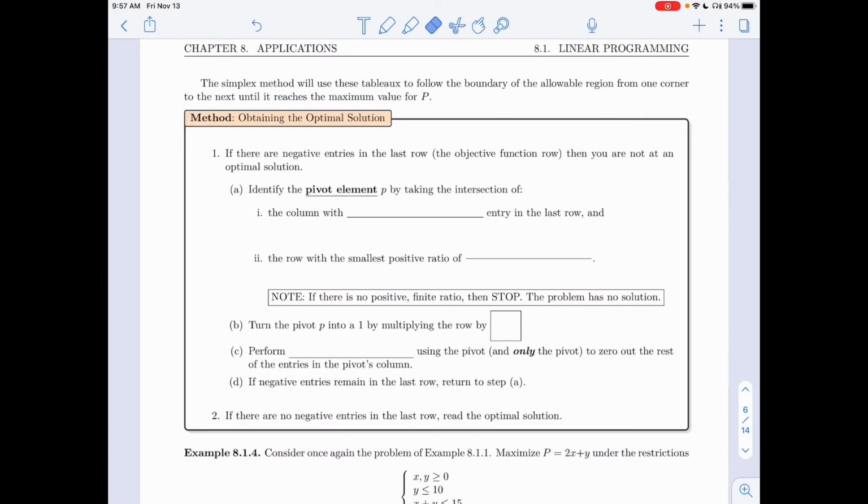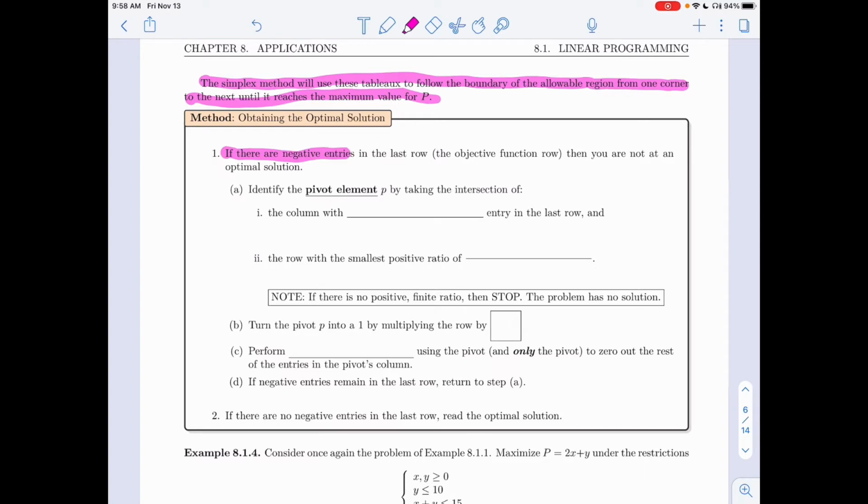All right, so far we know how to get started to set up the initial Tableau. And if I give you a Tableau, you would know how to transform it into a point for your region. In this video, I want to teach you how to go from one Tableau to the next to get to the optimal corner. So the simplex method will use these Tableau to follow the boundary of the allowable region from one corner to the next until it reaches the maximal value for P. Here is how to obtain that maximum value.